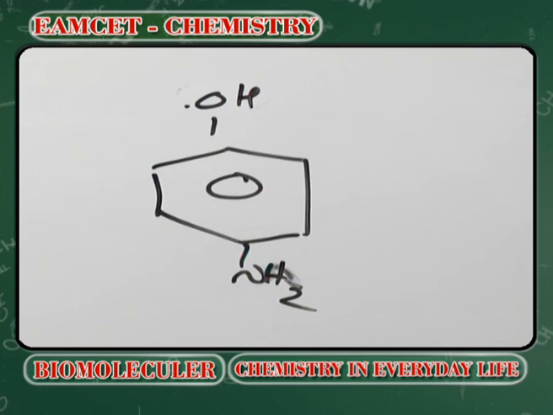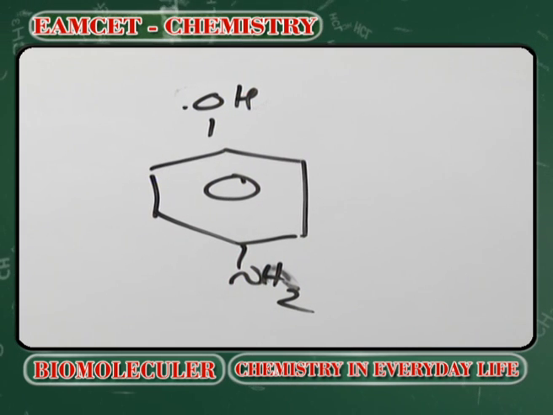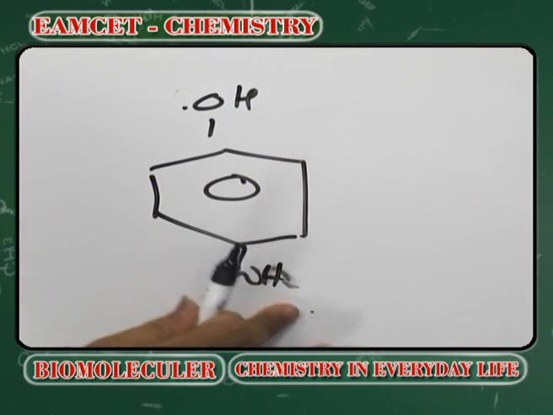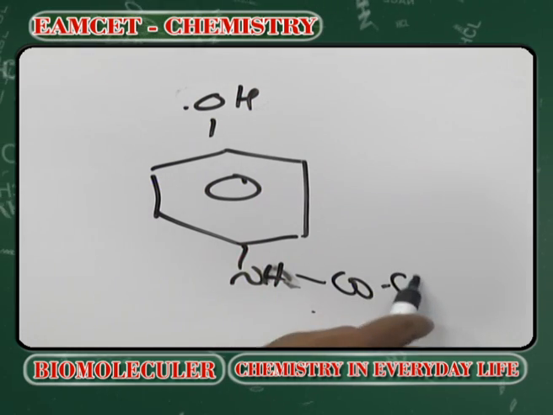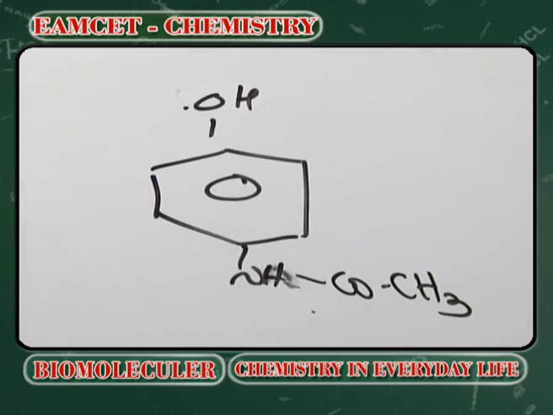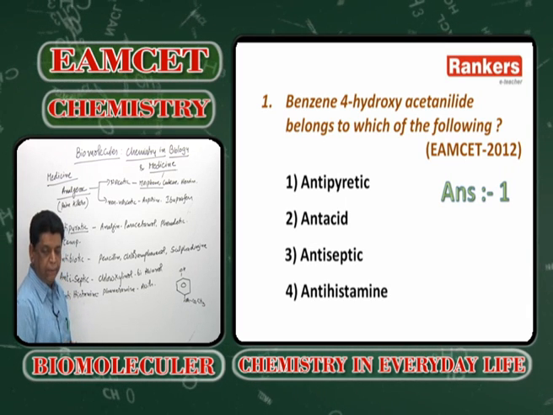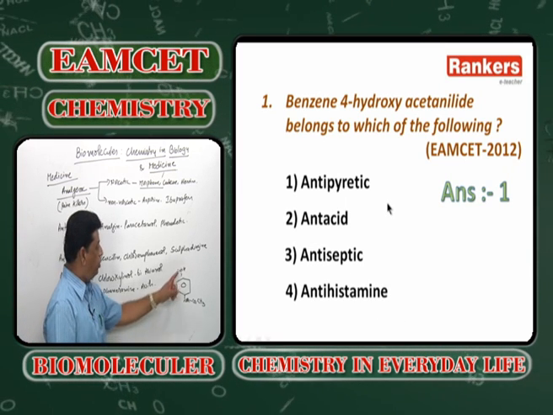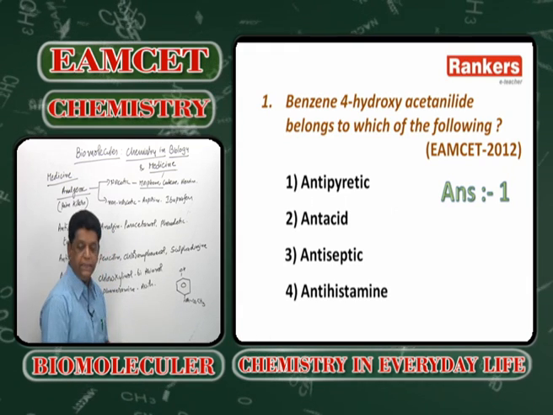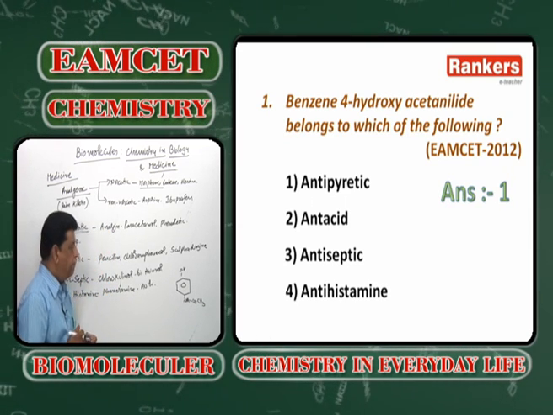Aminophenol is an anti-pyretic drug. The amino group is acetylated, COCH3. This is called acetaminophenol. Acetaminophenol goes to the antipyretics. So, it is a 4-hydroxy group, acetamino group, paracetamol. It is commercially called paracetamol.